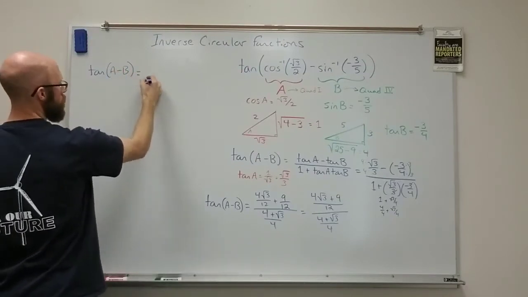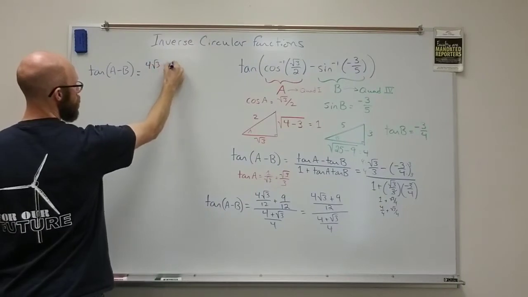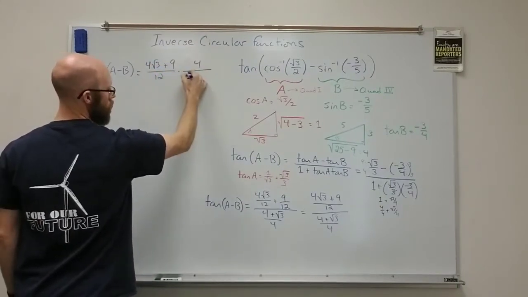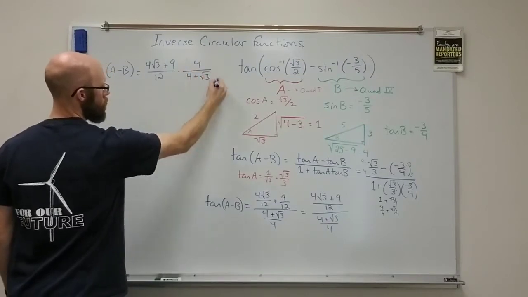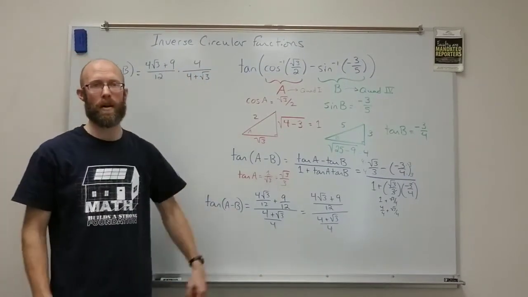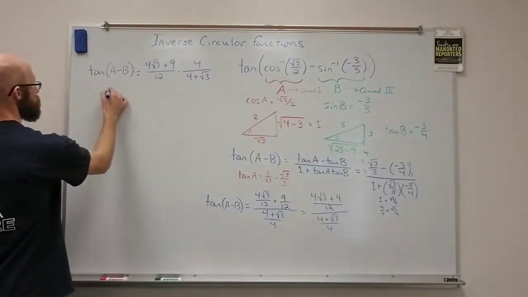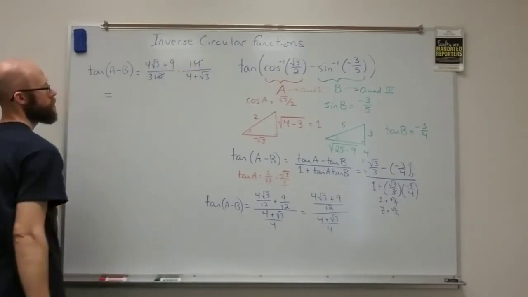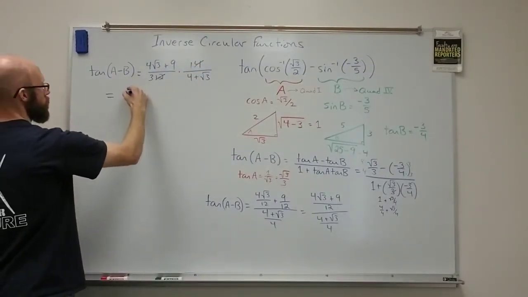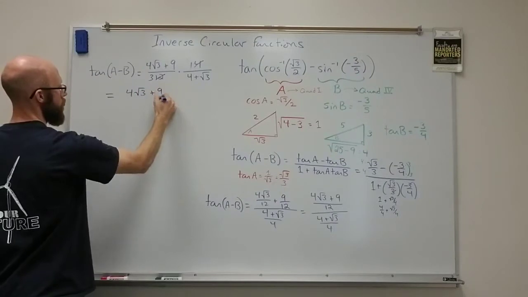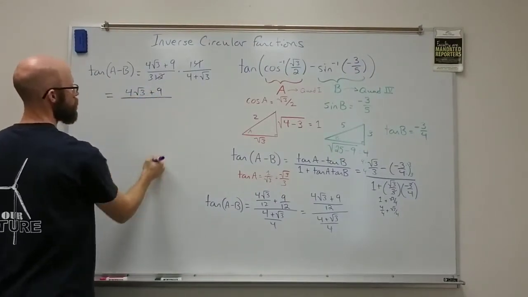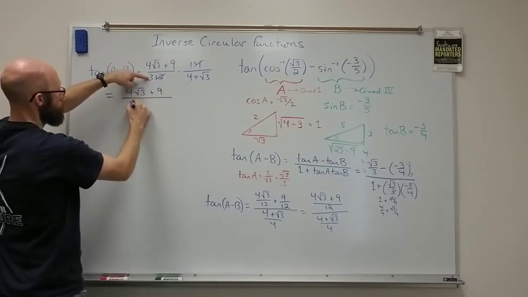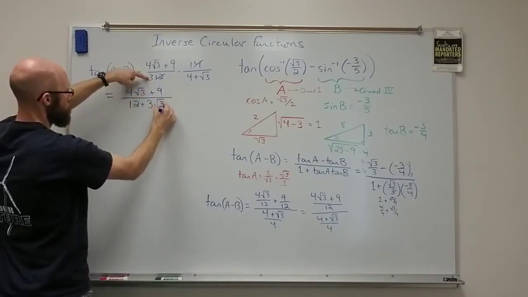Let's see. That's going to be (4√3 + 9)/12 times 4/(4 + √3). Again, copy dot flip on those fractions. Multiply by the reciprocal. The 4 and the 12 will cancel or reduce. And so we're just going to get (4√3 + 9) all over, and I could distribute this 3 if I wanted to, 12 + 3√3.